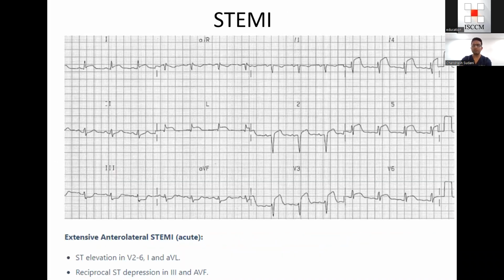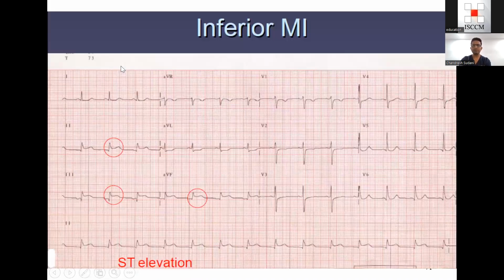Okay, this is a very well-known entity. This is a STEMI, ST-elevation myocardial infarction. Previously I also showed one ECG. Here you can see the ST elevation in V2, V3, V4, V5, and V6. All the chest leads have a typical ST elevation, and if you look at lead 1 and AVL, I can say from this finding that this is an anterolateral STEMI, which is an acute MI.